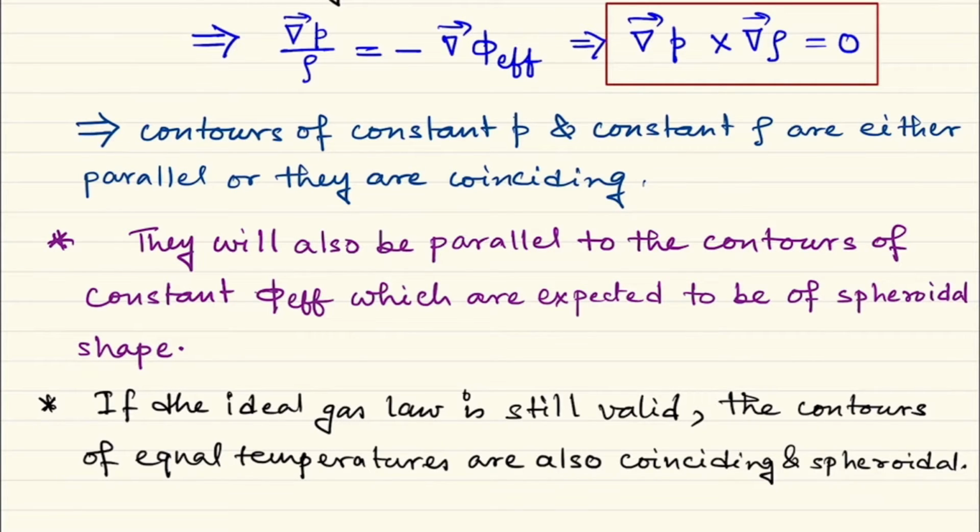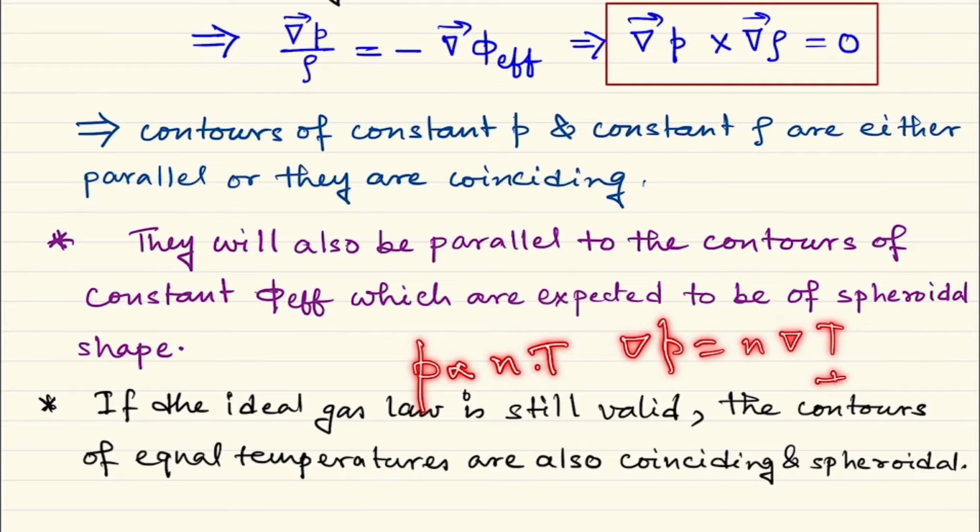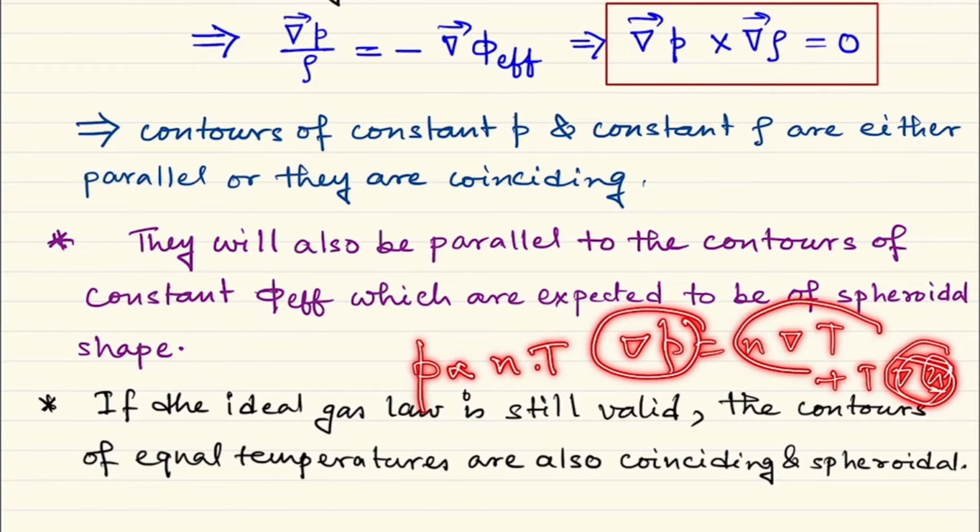So that is true, because then p will be proportional to n and t, and so the gradient of p will simply be equal to n gradient of t plus t gradient of n. Here n is nothing but the number density, so it will be very similar to rho. So if this one and this one are parallel, this one must be parallel as well.